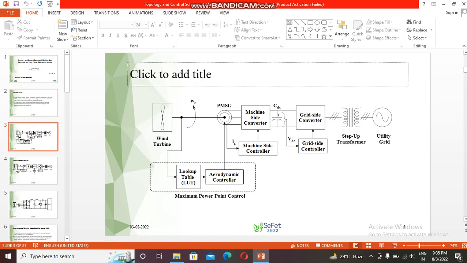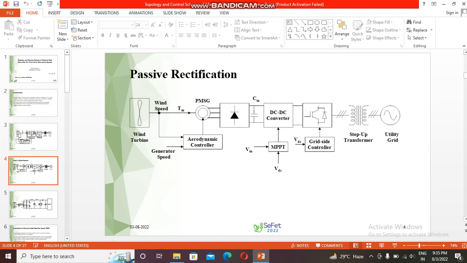So let's see the basic block diagram of a wind power conversion system, where there is a wind turbine, and there is an electrical generator where we are using a PMSG, permanent magnet synchronous generator, a machine side converter and a grid side converter. The machine side controller and grid side controller are also available.